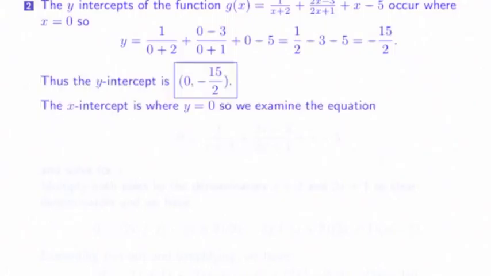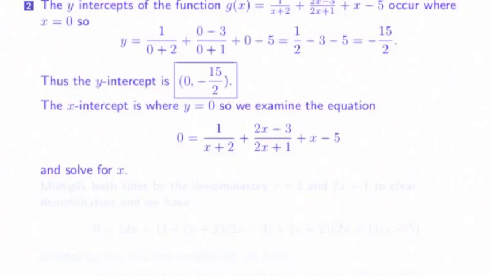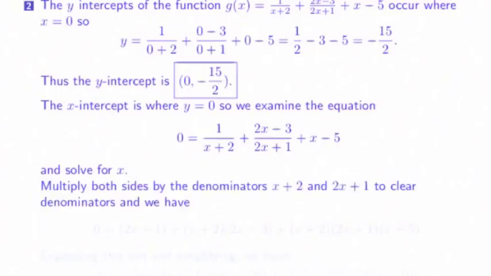The x-intercept is where y equals 0. So we examine the equation 0 equals this expression. This is going to be a little more complicated. Our goal is to solve for x. To do that, we multiply both sides by the denominators, x plus 2 and 2x plus 1, to clear denominators. In general, we want to get rid of denominators.